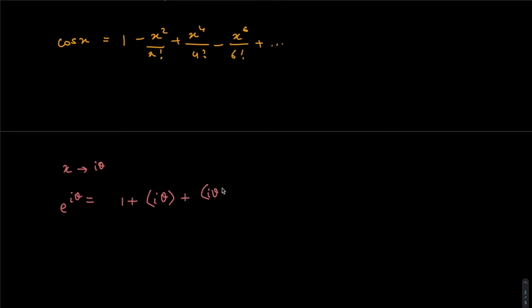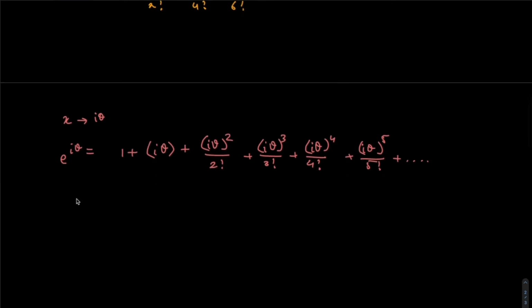So I'm going to get (i theta) whole squared upon 2 factorial plus (i theta) whole cubed upon 3 factorial plus (i theta) to the power 4 upon 4 factorial plus (i theta) to the power 5 upon 5 factorial. I think that's enough for now, and so on. Now when I expand this, you can do the math later on your own if you're not satisfied by my explanation. i squared is minus 1, i cubed is minus i, i to the power 4 is 1, and so on and so forth.